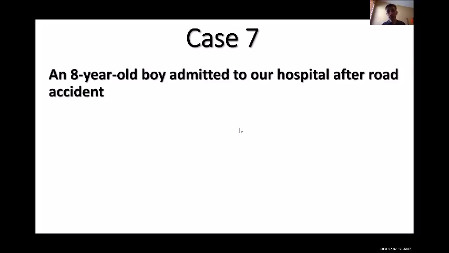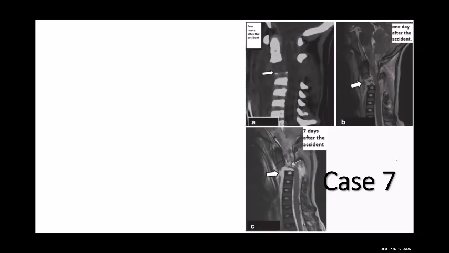Okay, well, case number 7, an 8-year-old boy admitted to our hospital after a road accident. So trauma. So this is a CT or MRI, I think. Yeah, MRI of the spine, of the vertebral column, and you can see there is an arrow here and an arrow here. This is after a few hours, this is after 1 day, and this is after 7 days.